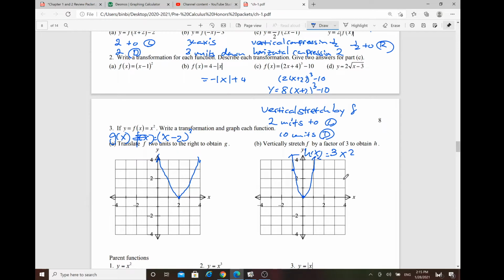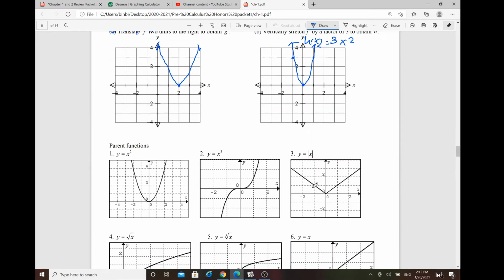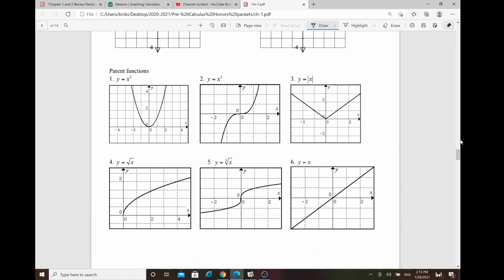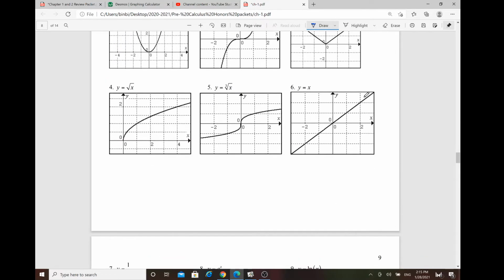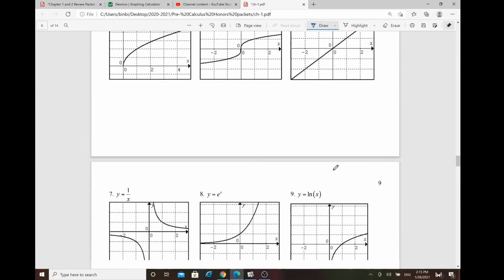So it's pretty straightforward. And here's the typical parent function that students need to recognize. Quadratic, parabola, cubic. So it's kind of like a dancing arm. And then absolute value, v shape. Radicals of x. It's a half sideways parabola, cube root of x. It's a sideways cubic curve, or it's like a snake. And then y equals x, the line of symmetry for the inverse function.